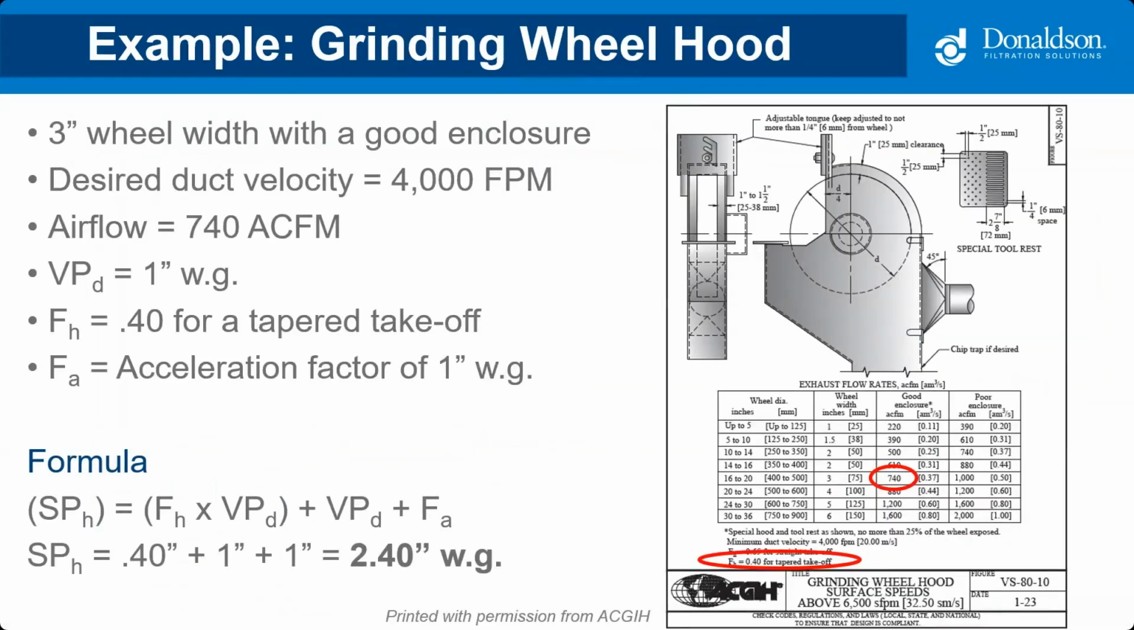The VS manual also has many different types of custom and complex hoods to help you determine the CFM and static pressure at the hood. This is an example of a grinding wheel hood. As you can see, there's a table available to determine the airflow based on the width of the wheel, ultimately helping us determine the amount of static pressure for this type of hood. So that's kind of the tip. There's a whole catalog of these different types of commonly used hoods in the industry.